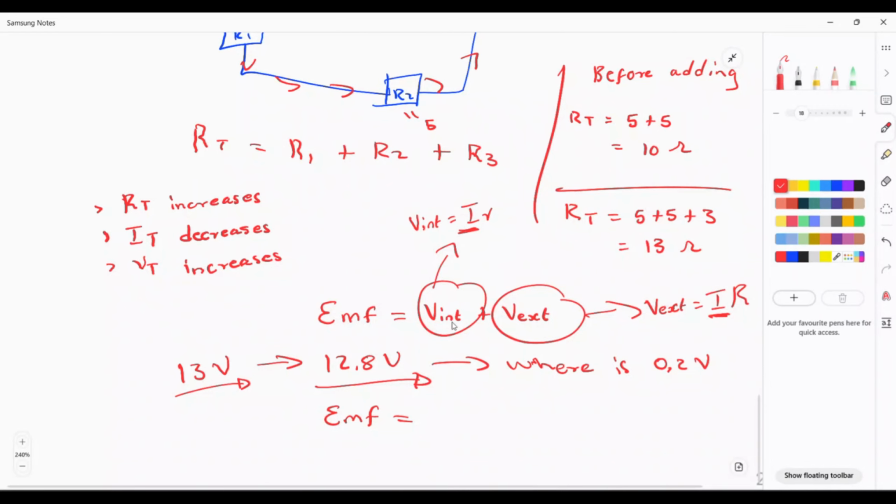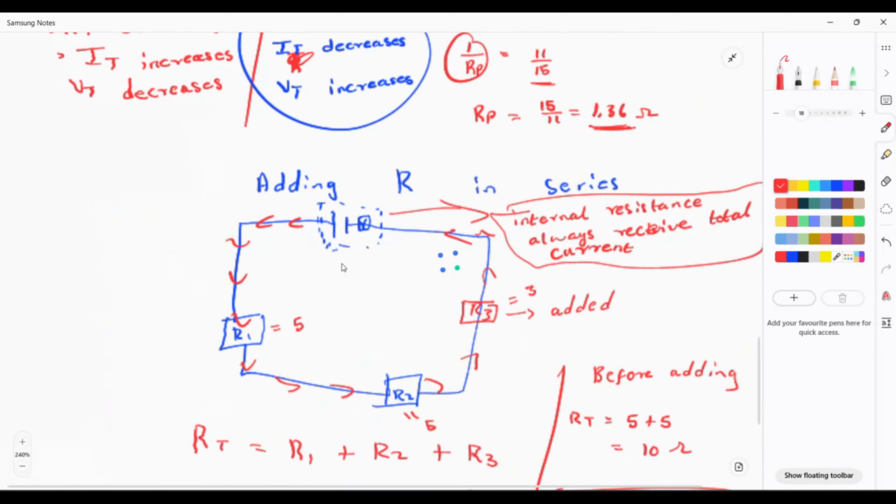So what I'm showing there is that there is a relationship between the total current and the internal resistance. Internal resistance receives the total current in a circuit. Another important thing: every battery that you buy has a certain amount of internal resistance, which means internal resistance is a constant value. This number is constant.